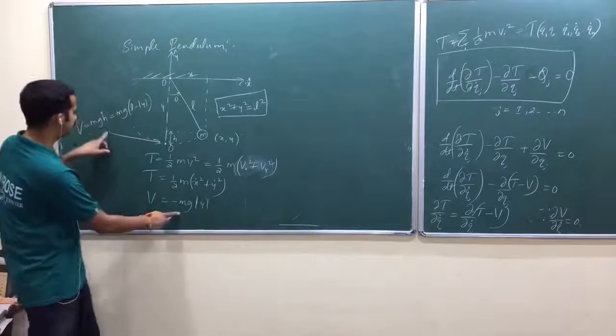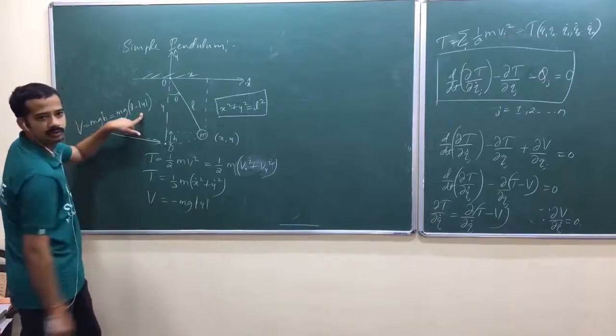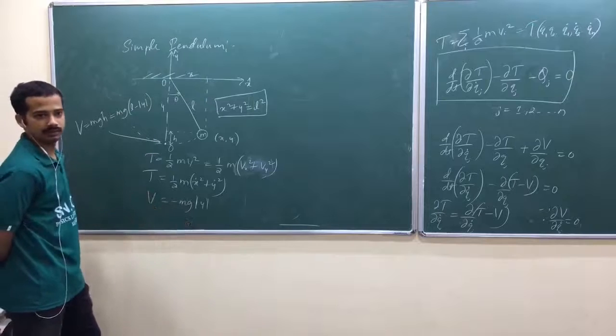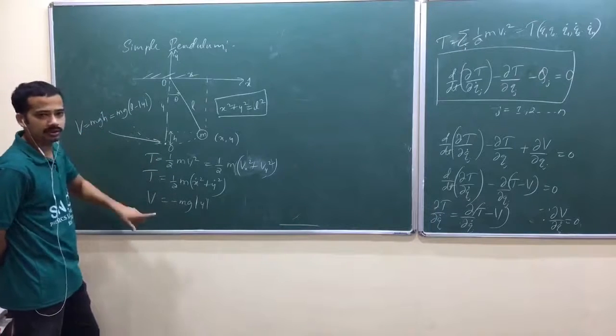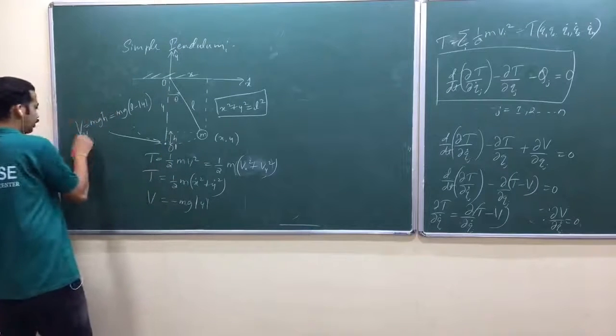What is the difference between these two? Look here. Can you see? Mg into L, one constant is added to this one. That's what I said. These two potentials, again, let me put O here, O dash here, okay? V of O dash, V of O.